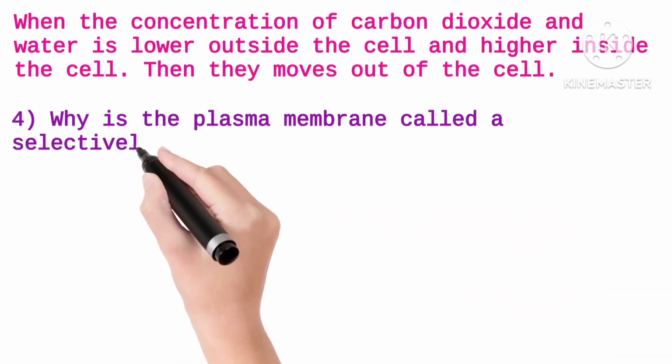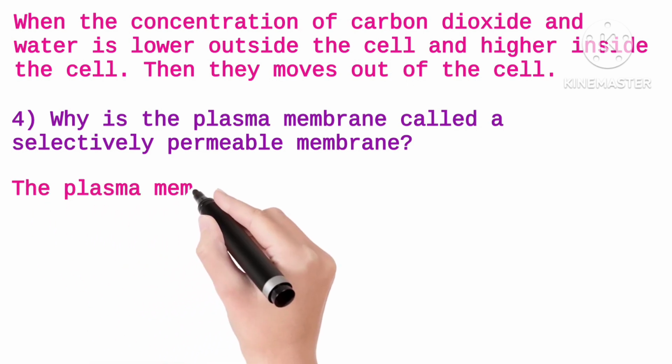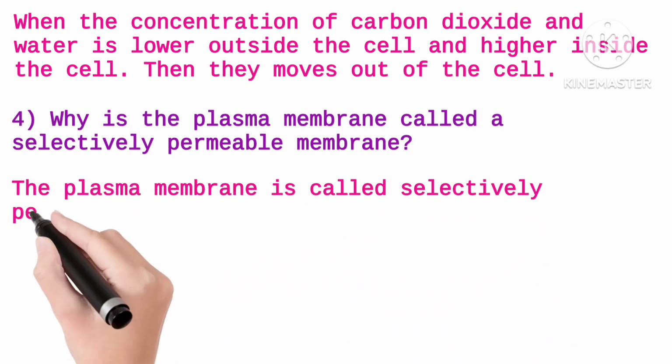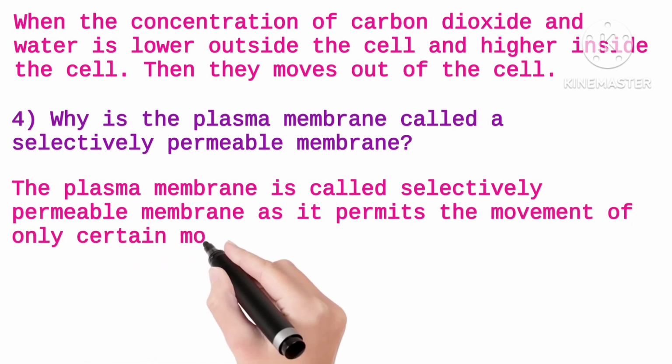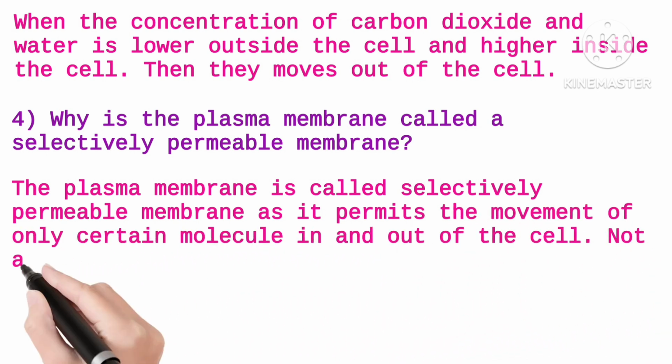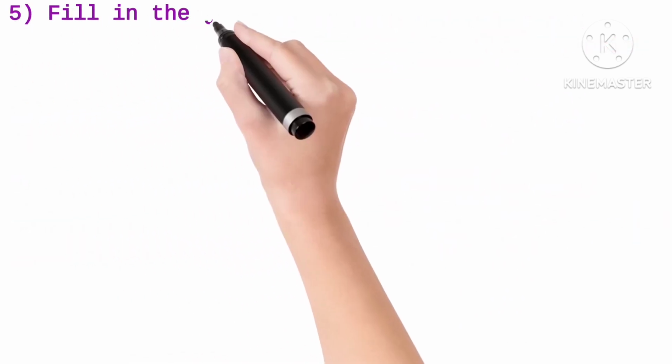Why is the plasma membrane called a selectively permeable membrane? The plasma membrane is called a selectively permeable membrane as it permits the movement of only certain molecules in and out of the cell. Not all molecules are free to diffuse.